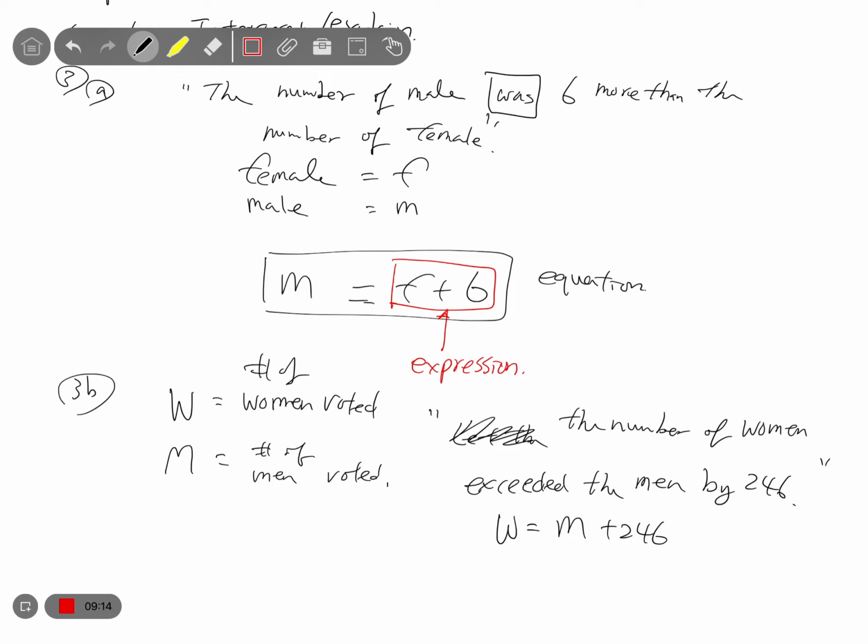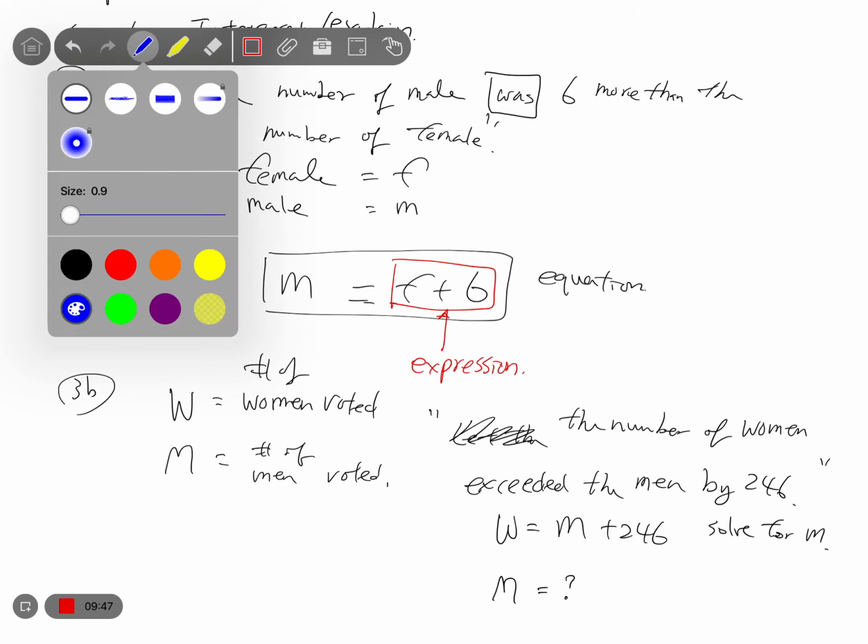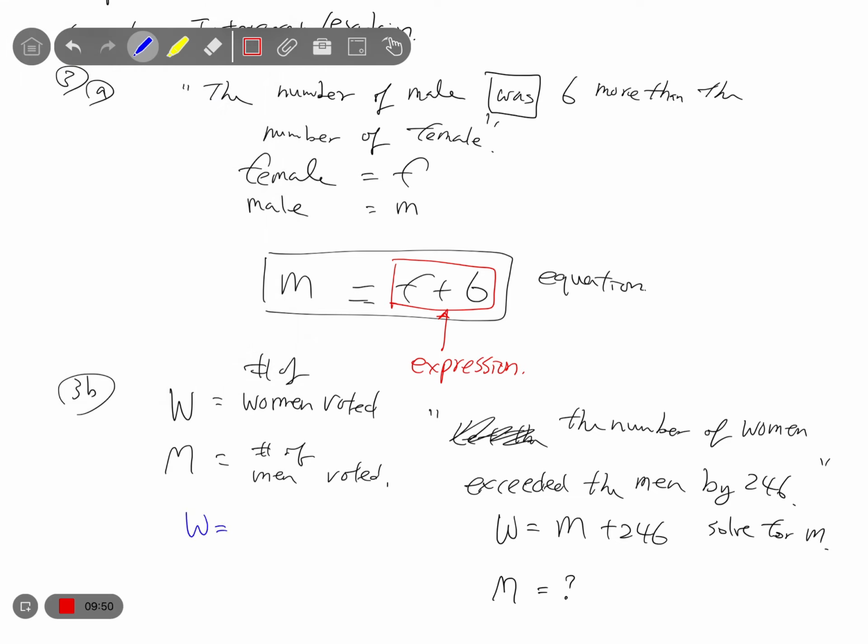Okay. But be very careful. In this question, they're actually looking for the expression for the number of men. So I don't need to know how many women I have. I need to know how many men we have. So in this problem, we actually have to solve for M to get our answer, because we're looking for how many men. So to figure this out, we take W equals M plus 246 and subtract 246 on both sides to solve for M.